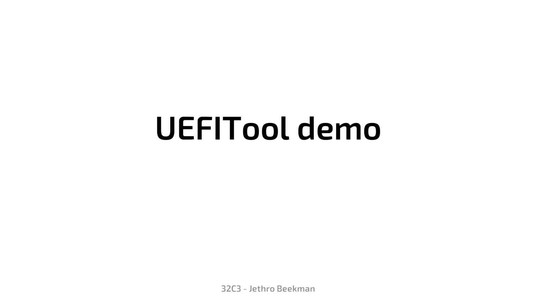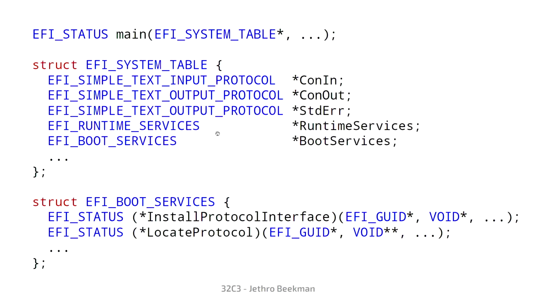But first, let's take a look at what happens when you run a module like that. Each module has an entry point, main, and the main function gets passed a pointer to the system table. The system table just contains more pointers to other structures. For example, for the terminals: console in, console out, standard error, just for standard text input and output, and also the boot services structure.